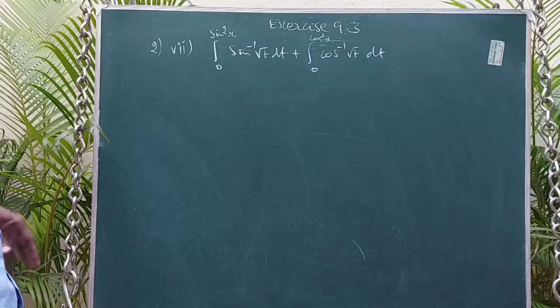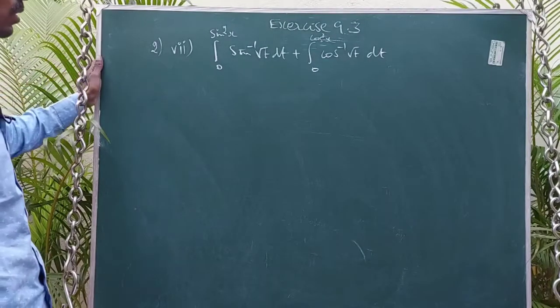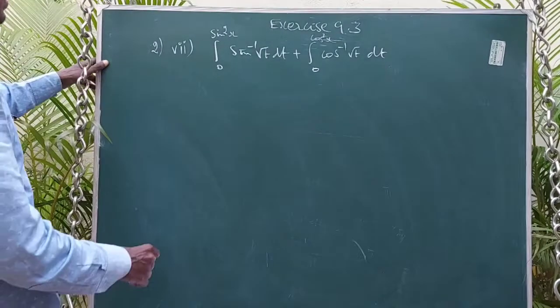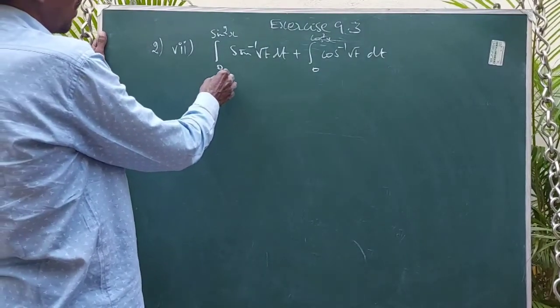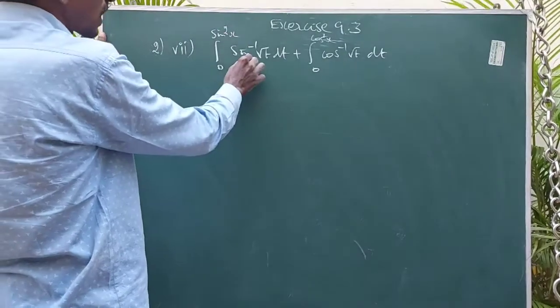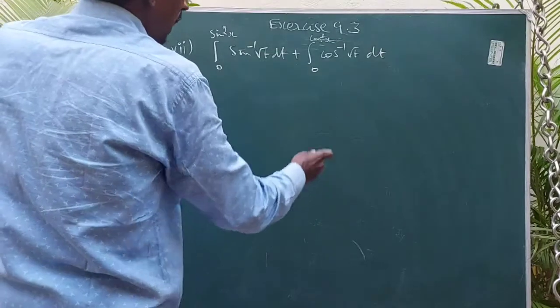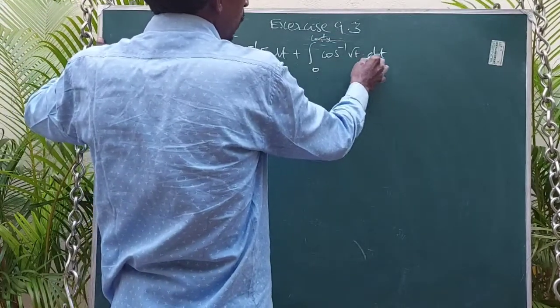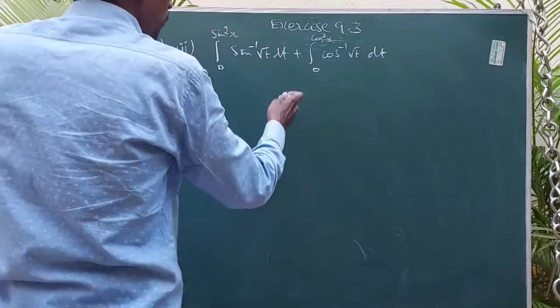So listen my dear student, subdivision 7, question number 2, exercise 9.3. It is a different question, that's why I am solving it finally. So the question is: evaluate integral 0 to sin square x of sin inverse of root t dt plus integral 0 to cos square x of cos inverse of root t into dt.